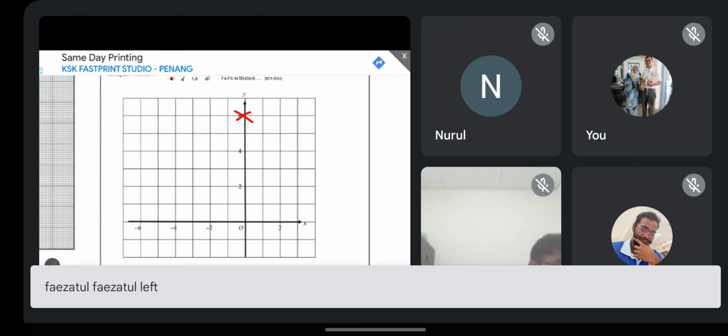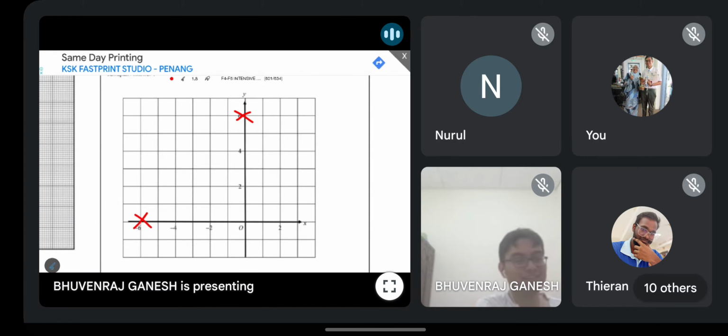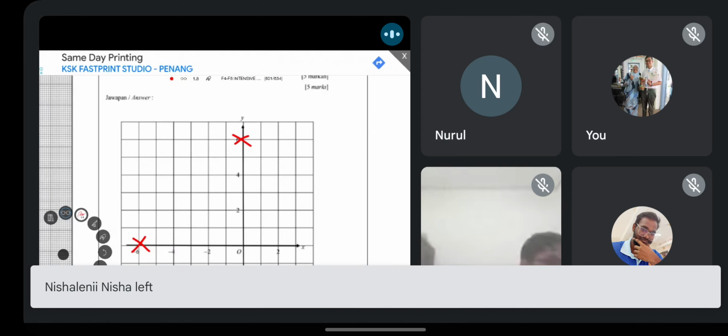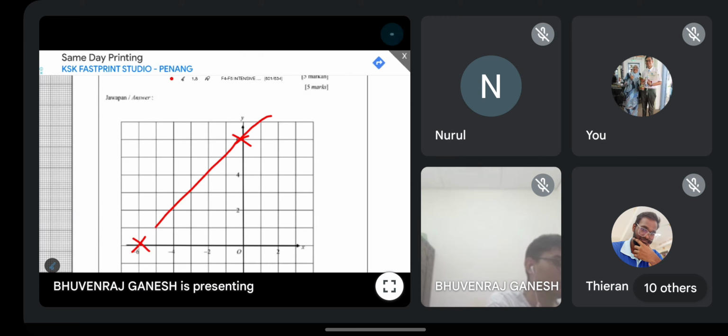Make sure you guys focus over there. Don't just sleep off like that. So you will get a solid line like this. This is your first line, guys, the first line.